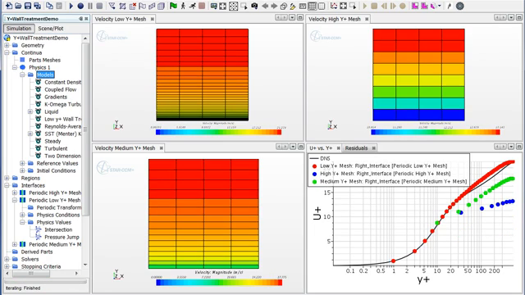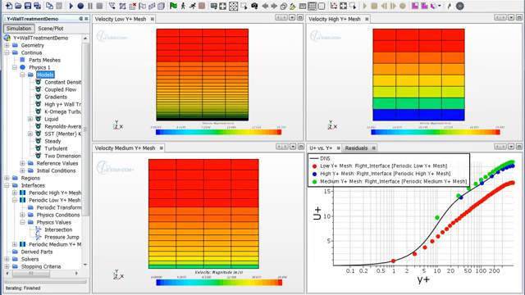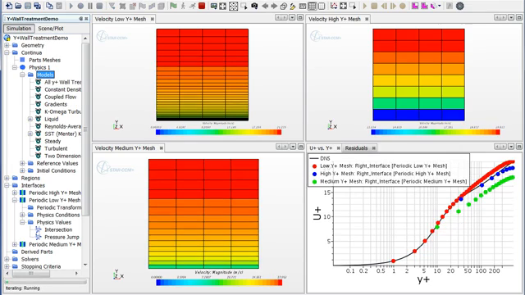Similar observations can be made for the SST K-omega model. Here with a low Y plus wall treatment, with a high Y plus wall treatment, and with an all Y plus wall treatment, which is capable of handling low and high Y plus meshes. As we can see, the medium Y plus mesh produces a lower quality solution.